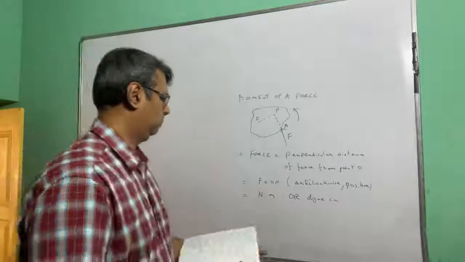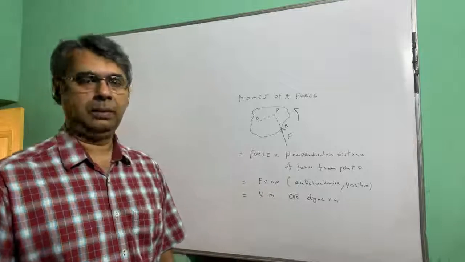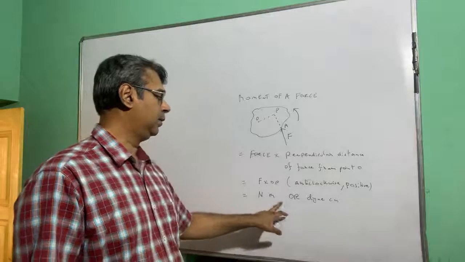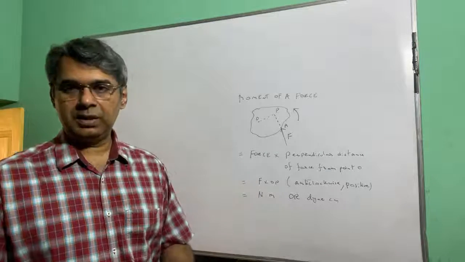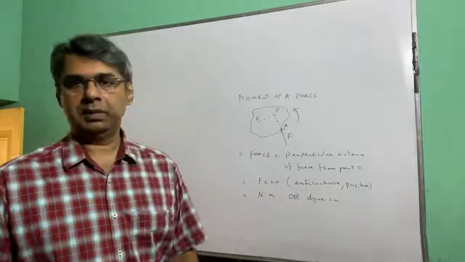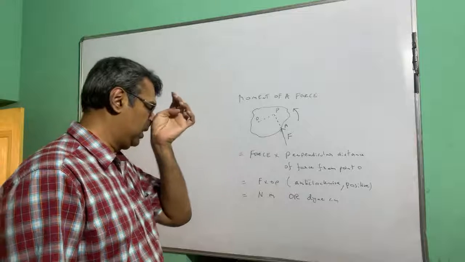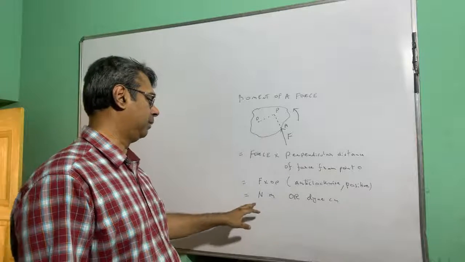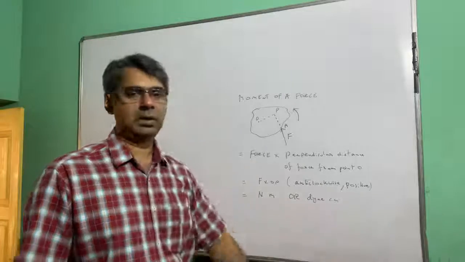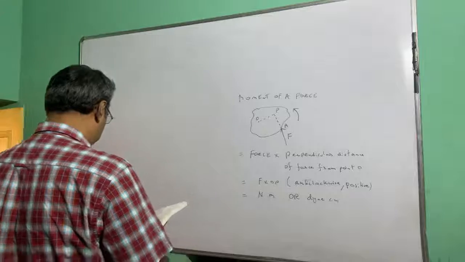Since force unit is Newton and distance unit is meter, the SI unit of moment of a force is Newton meter. In case you are using CGS unit, then force will be dyne and distance will be centimeter. Then the unit will be dyne centimeter. So if you are using SI unit, it will be Newton meter. If you are using CGS unit, it will be dyne centimeter.